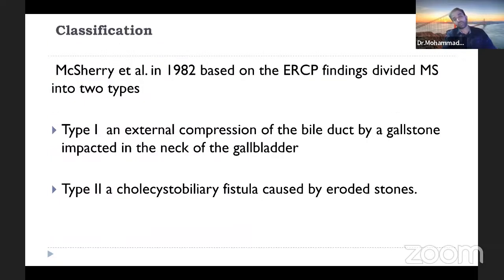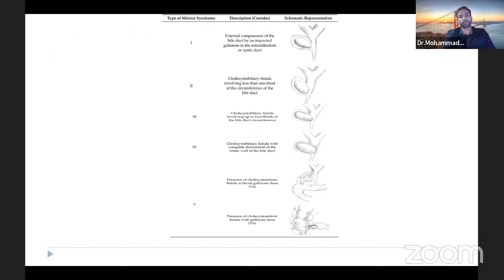But what is the classification? McSherry et al., in 1982, based on the ERCP findings, divided it into two types. Type 1 is an external compression of the bile duct by a gallstone impacted in the neck of the gallbladder. Type 2 is a fistula caused by the eroded stones.